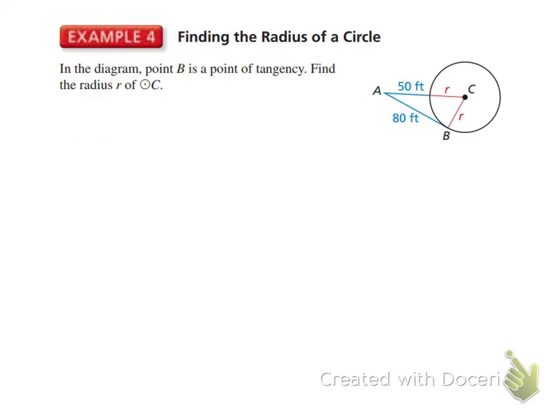In the diagram, point B is a point of tangency. Find the radius r of circle C. So a point of tangency means there is a tangent line. So B is the point of tangency. So what here is the tangent line? BA. Yeah, AB, BA. Wonderful. Go ahead and label it as your tangent.